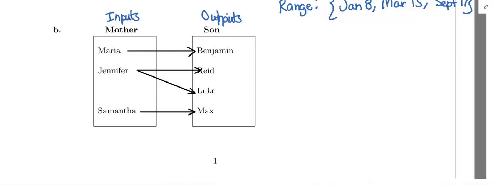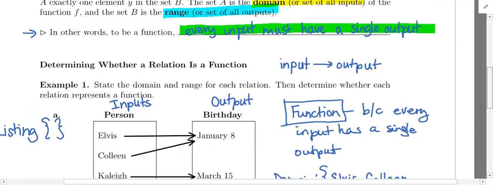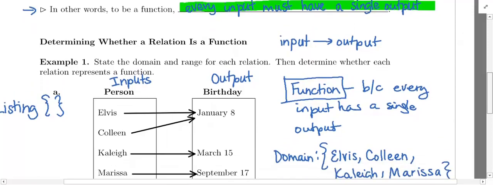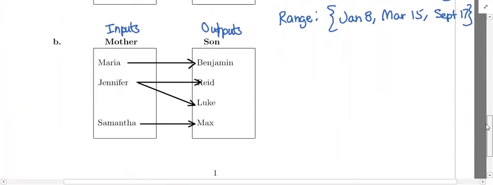Okay, the question, first of all, is this a function? Again, you've got to ask yourself that green statement. Does every input have a single output? Well, let's consider each input and see how many outputs each input has. Maria has 1 output, Benjamin, she has 1 son. Then when you look at Jennifer, she's a problem because she has more than 1 son. Jennifer is an input with 2 outputs. So Jennifer prevents this from being a function here.